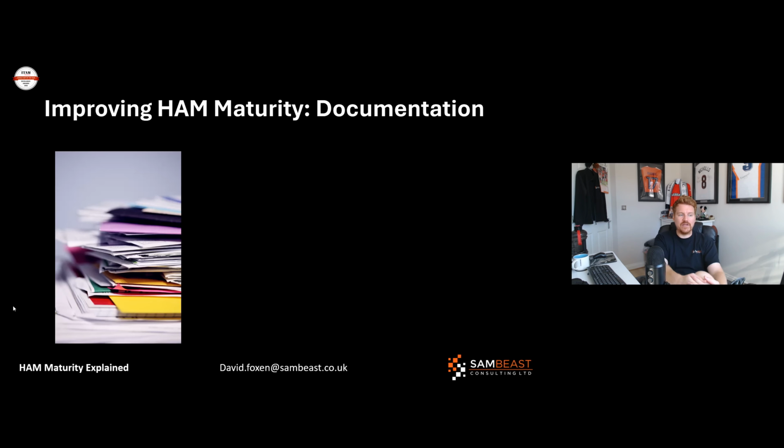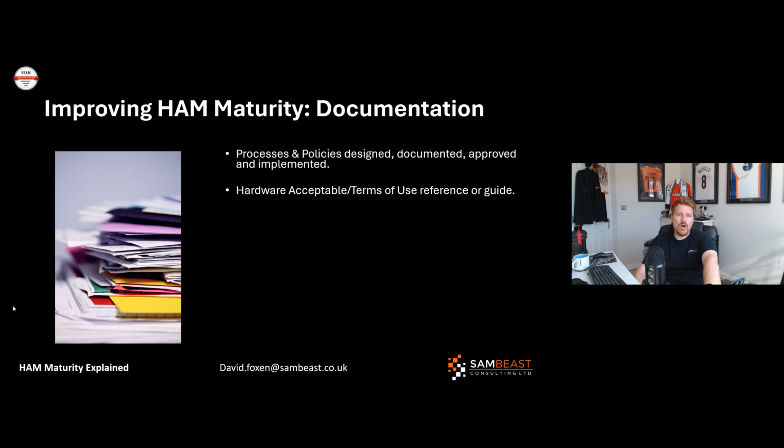So there's a few things that you can be doing to be improving your hardware asset management maturity. First one is getting your documentation sorted out. Making sure your processes and policies are designed, documented, approved and implemented, not just in Word and pixels on a screen, but are actually documented in your process ecosystem. Hardware acceptable terms of use is also a really good thing to do. So, defining how end users should be treating and looking after that equipment. What is approved, what isn't approved. You can't watch Netflix on it. You can't install your own software, that kind of thing. Having that documentation in place.